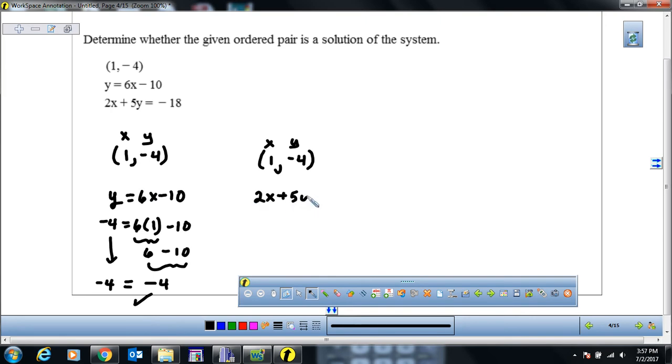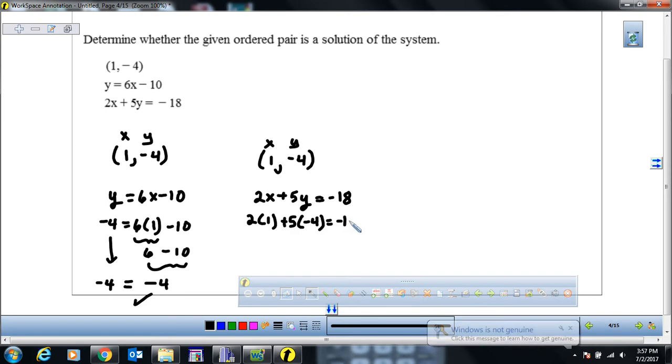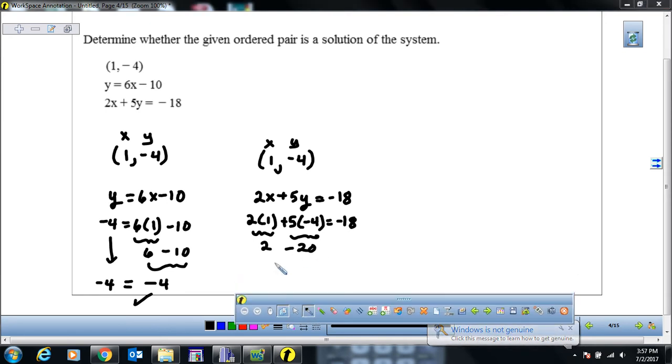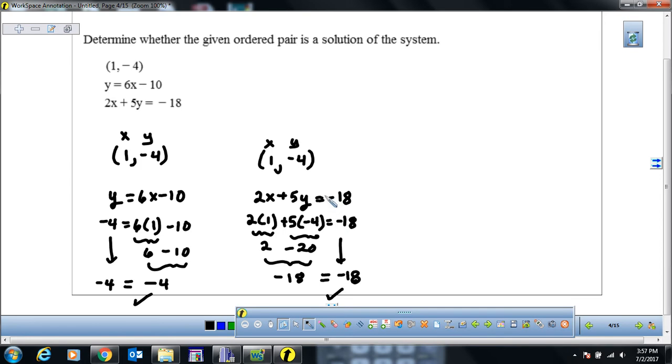2x + 5y = -18. So x is equal to 1 and y is equal to -4. So right here, 2 times 1 is going to be 2. 5 times -4 is -20. And 2 minus 20 is going to be -18. -18 equals -18. That is also a true statement. Now, that means that (1, -4) is also a solution to 2x + 5y = -18.